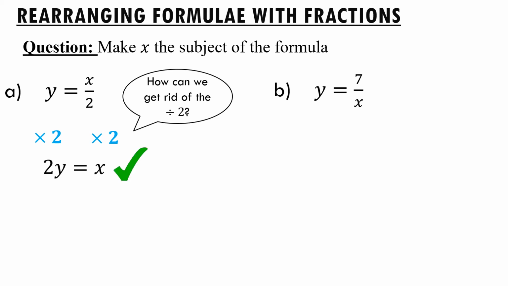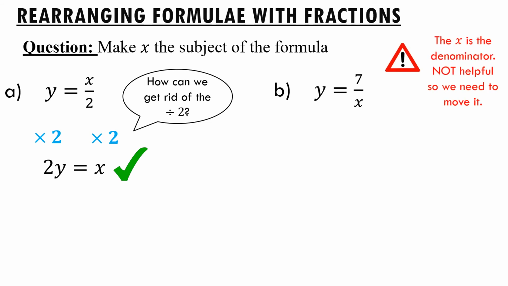Is x now on its own? Yes. I've rearranged it. Question finished. Now question B. What we need to be aware of on question B is that x is on the denominator, and that's not really very helpful. We can't just multiply over, because then it's not actually on its own. So we're going to do that first and see what happens.